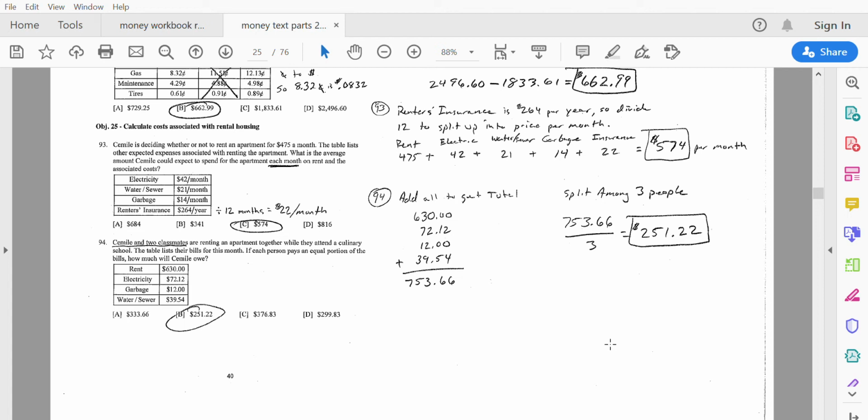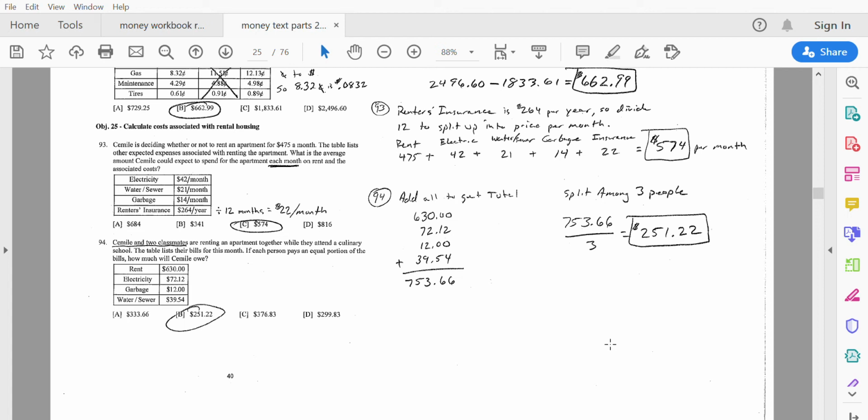I think objective 25 is a little easier than objective 24. Again, they might look like long problems, and they have charts and things, and it's just kind of sorting through what you need to know. But I think this one is easier than objective 24. So again, there are going to be 6 problems here. Let's go through these.